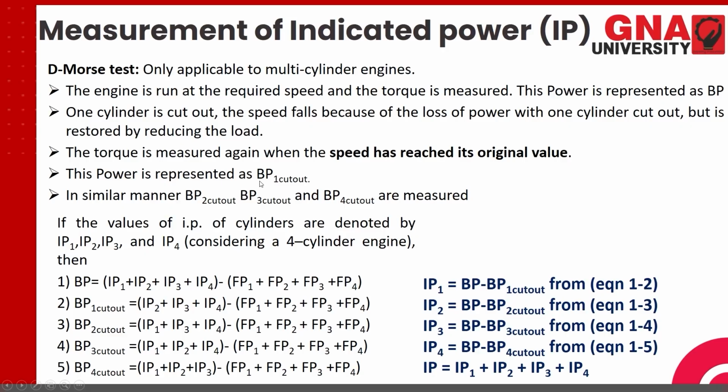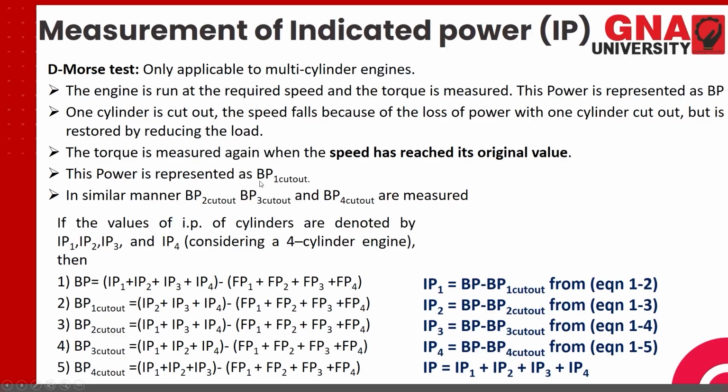Now secondly, one cylinder is cut out, say number one cylinder is cut out. Cut out means we are not providing the spark to the engine. The speed will fall because the power has been lost, but it is restored by reducing the load. How is the load reduced? If we are having a brake dynamometer, we decrease the amount of load which we are applying. The torque is measured again when the speed has reached its original value.